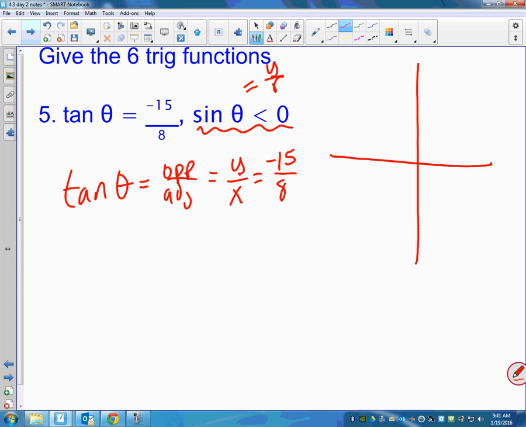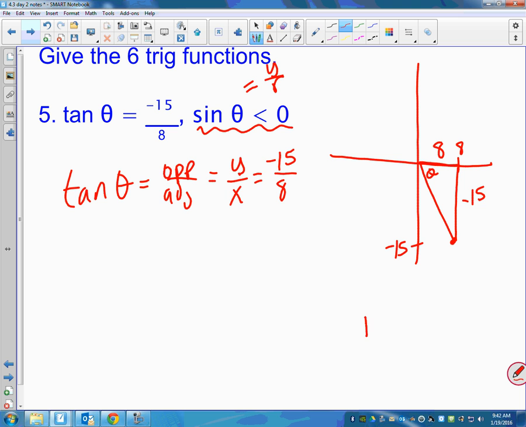Which means I know I'm in quadrant 4, and if I wanted to draw a picture, I could roughly say, I'm not going to be accurate, this is negative 15 and x is 8, which means I could make the point down there, and I could draw the triangle just like we just did, only now it's not using the 30, 60, 90. Now we're saying this is negative 15, this is 8, and then we can solve for the hypotenuse.